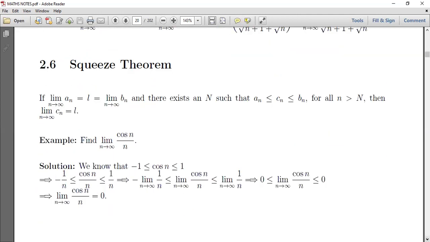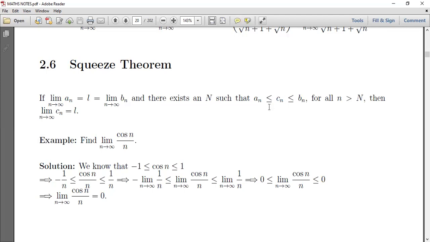Then next we want to look at the squeeze theorem. The squeeze theorem is very simple. It means just squeezing something. If you are squeezing something, it's between some certain two things, and we are simply saying under the squeeze theorem, if the limit of a sequence an is L, and the limit of bn is also L, and we have another sequence Cn, which is always between an and bn.